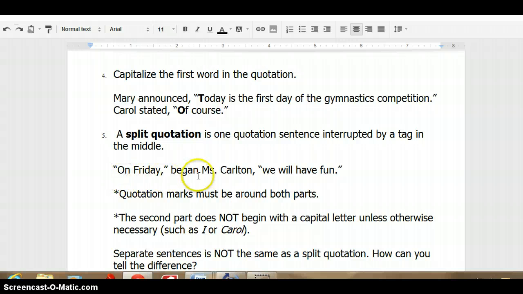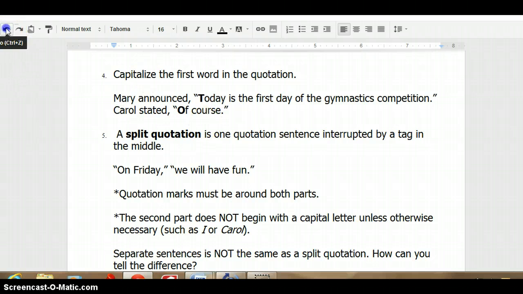On Friday, began Miss Carlton, we will have fun. I think it would be helpful for you to see if I remove the tag. On Friday, we will have fun. That is one quotation sentence interrupted by the tag.